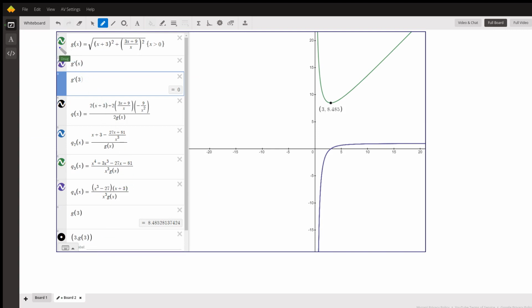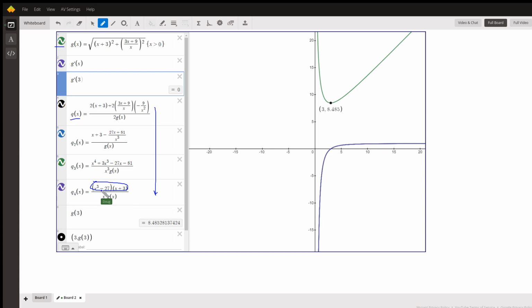Here's the original function using the square root symbol instead of a fractional exponent. G prime is this graph right here. Here's the derivative where we applied the power rule followed by the chain rule. Hopefully you can follow along there with the algebraic simplification. Here's some steps to reach this numerator.